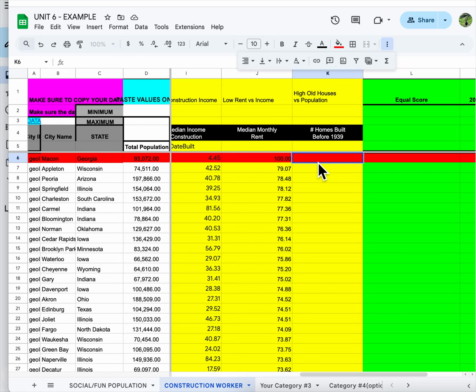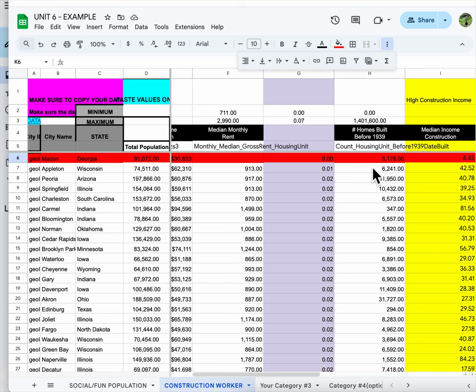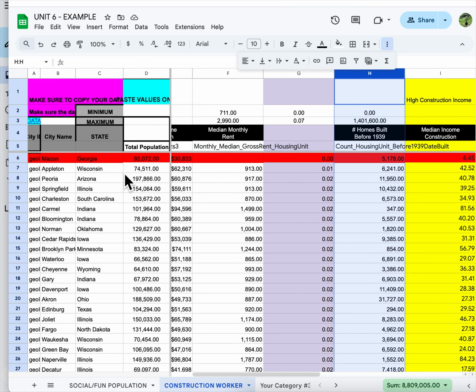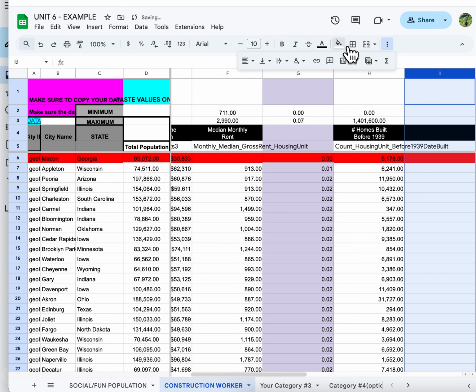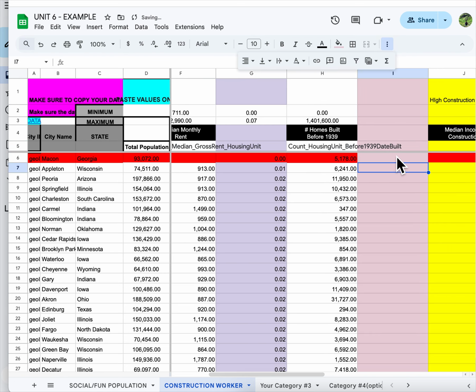Okay, and the next part is going to be about having a lot of old homes. The idea being, if you've got a lot of old homes, you probably have a lot of work, but you want to compare that to how big is the city? How many people are in that city? So how many old homes compared to the number of people? So we'll have to make a new column again. Let's change the color so we can keep track of this as a special column.